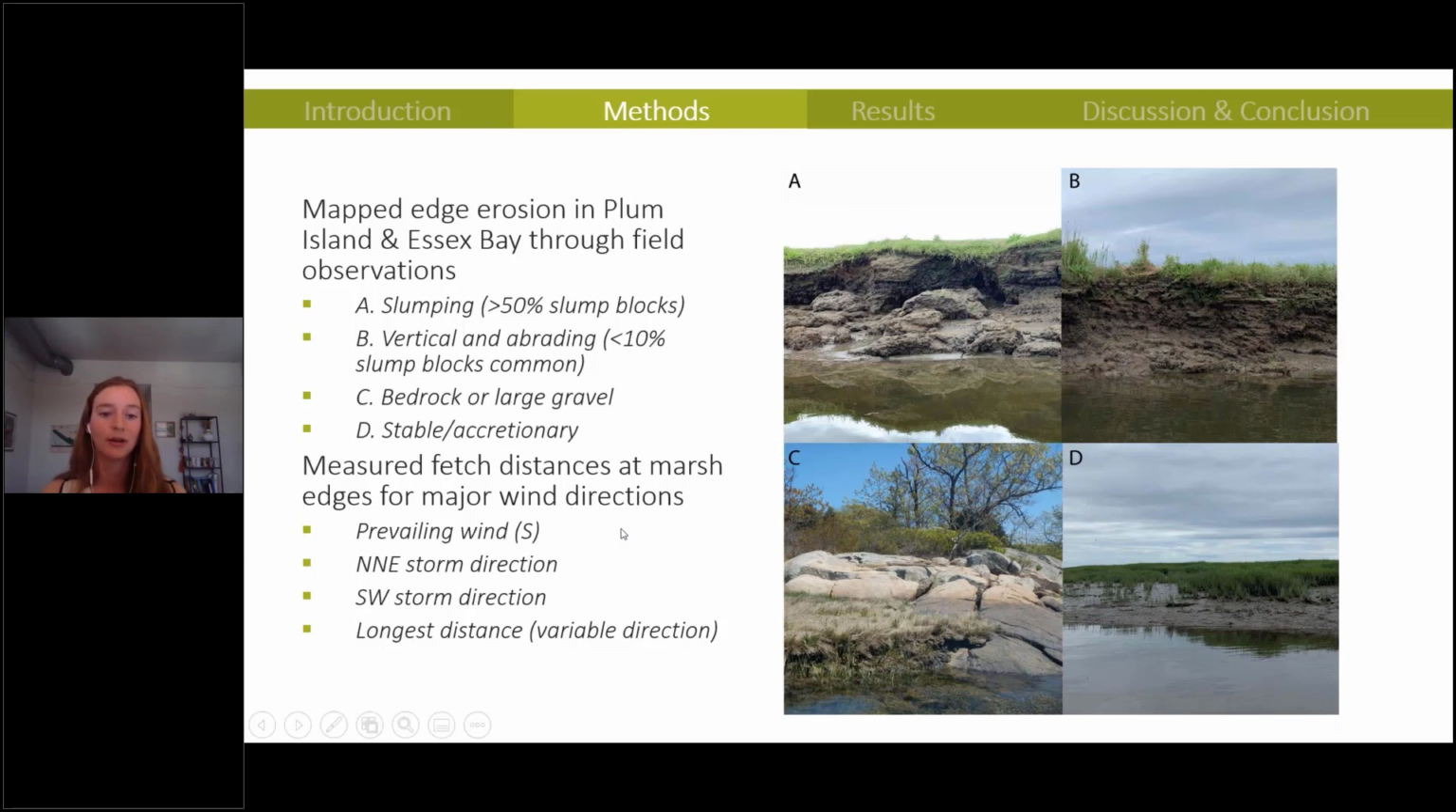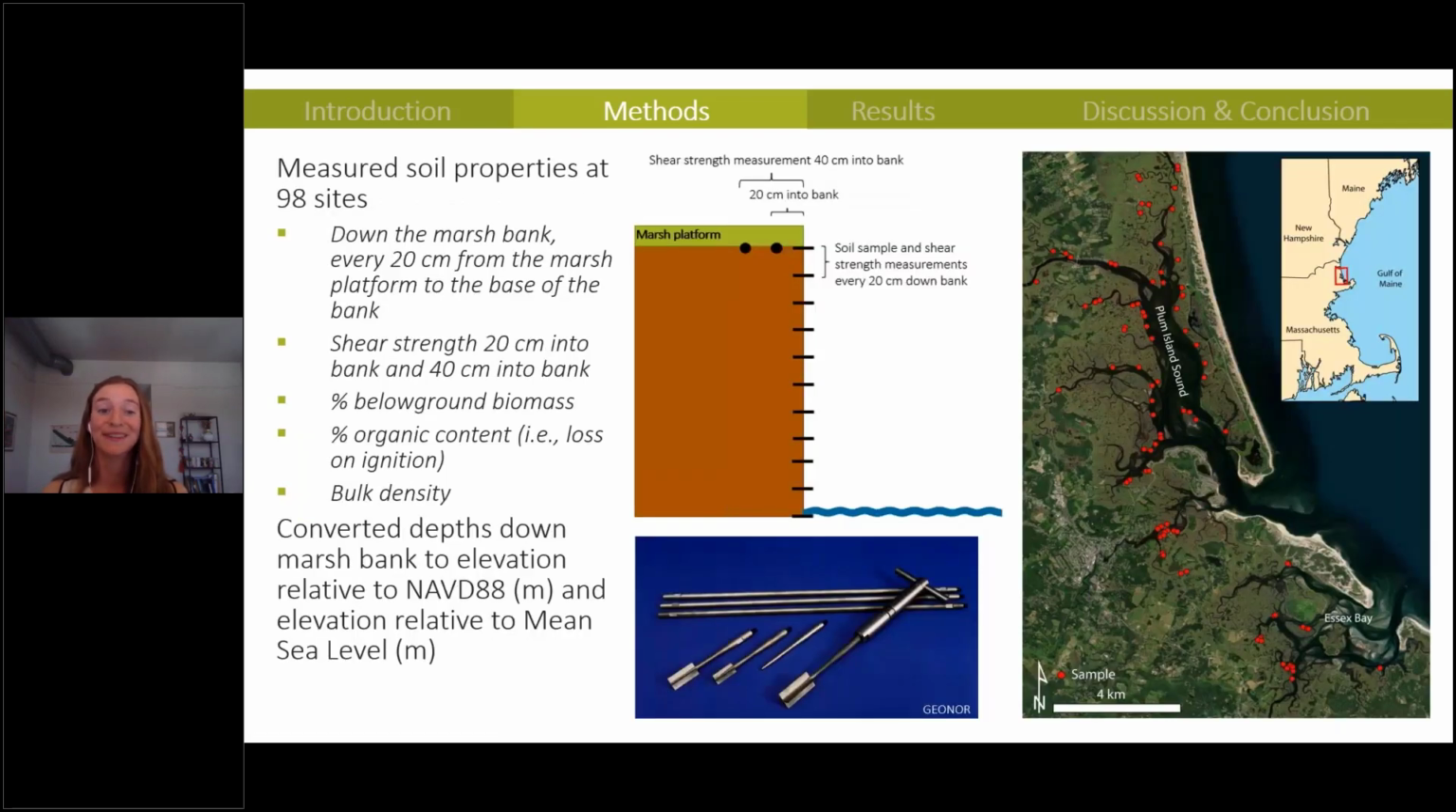And so we measured fetch every 100 meters at the marsh edge, how long that fetch was in the south direction, as well as the 2 storm directions, from which the waves frequently batter the marsh banks because they tend to create really strong waves. And then for fun, we also looked at the longest distance fetch, just to see if there was a relationship there. In addition to that, we went out in the field again and went to 98 sites and measured in situ properties as well as took samples.